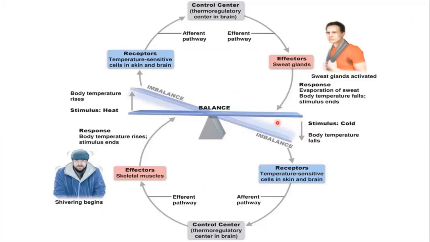And the second thing is that if the body temperature falls, the receptors are again going to receive the signals, or signals are given to the brain. As a result, skeletal muscles will become activated, shivering will be experienced, and vasoconstriction will be experienced. And the physiological changes are going to maintain the body temperature, and the body temperature rises. And when it reaches a set point, the response that was generated ends, and the body remains at normal conditions.